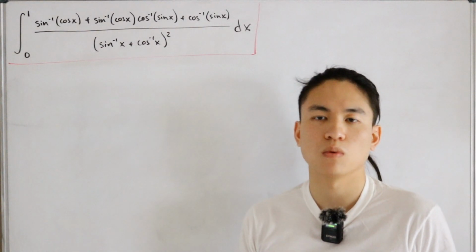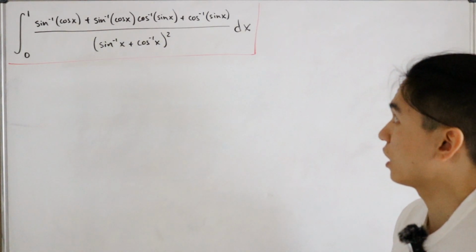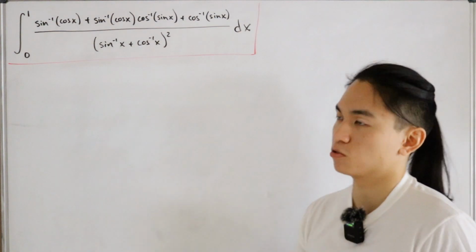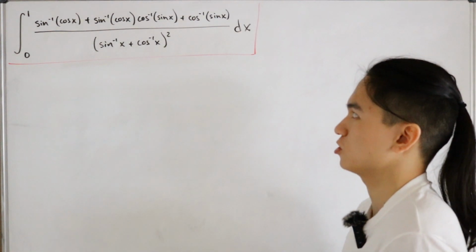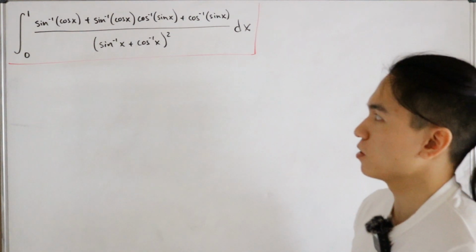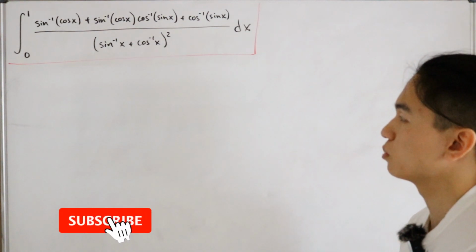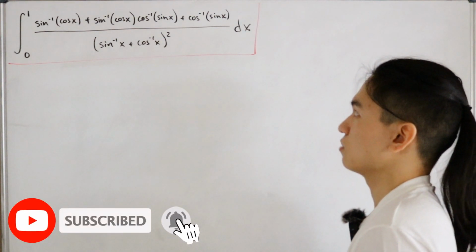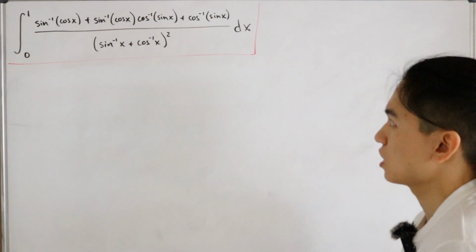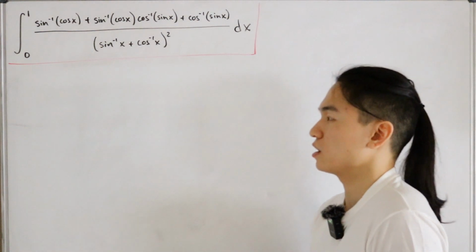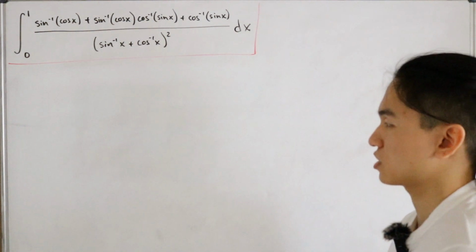Okay, so welcome back to our video. Today's video is going to be a short one, and I say short despite our integrand looking a little bit intimidating with all these inverse trigonometric functions. So we have the definite integral from 0 to 1 of the inverse sine of cosine of x plus the inverse sine of cosine of x times the inverse cosine of sine of x plus the inverse cosine of sine of x, all divided by the quantity inverse sine of x plus inverse cosine of x, squared, dx.